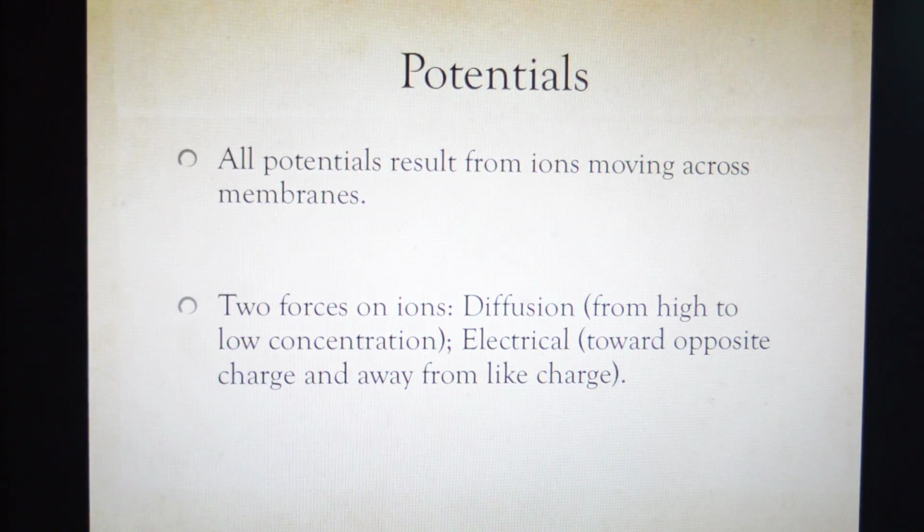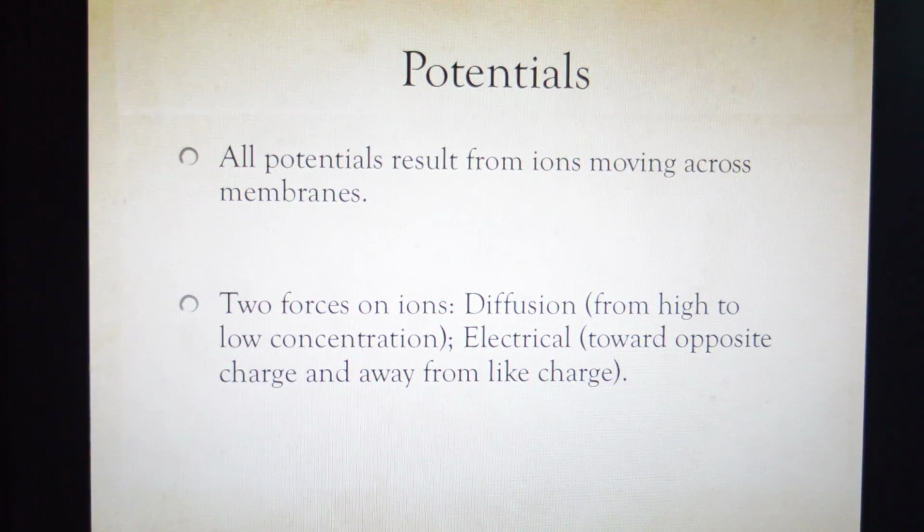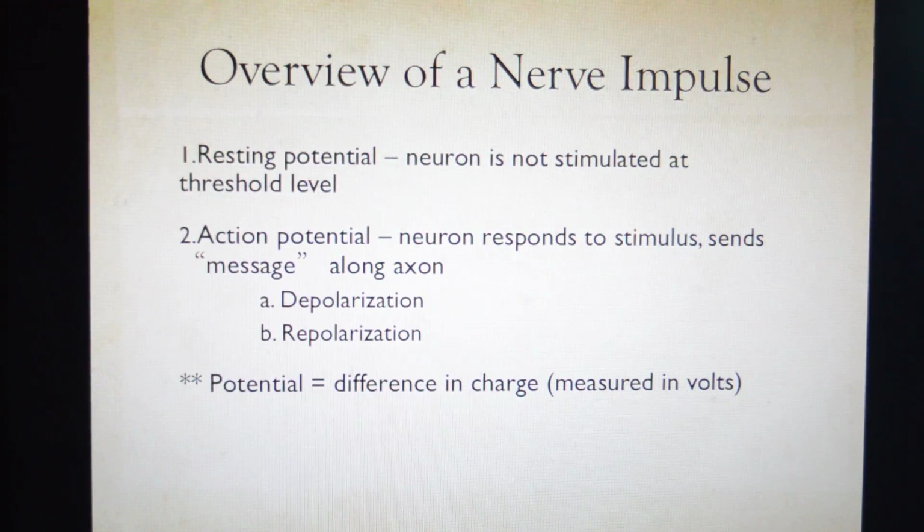Potentials. All potentials result from ions moving across membranes. There are two forces on ions: diffusion, which is from high concentration to low concentration, and electrical, toward opposite charge and away from like charge. Now we're going to be talking about the overview of a nerve impulse.